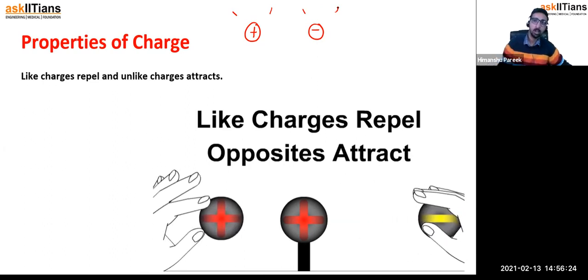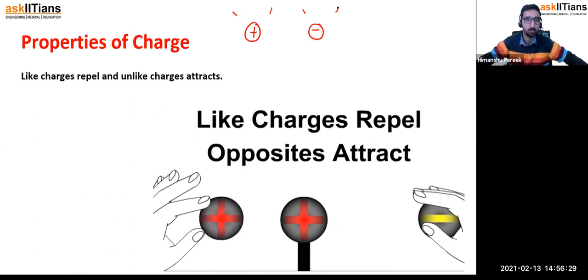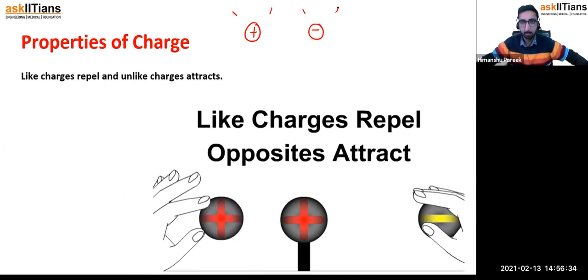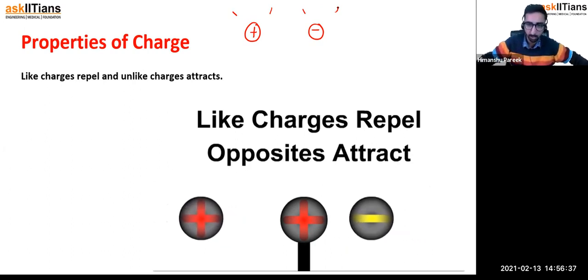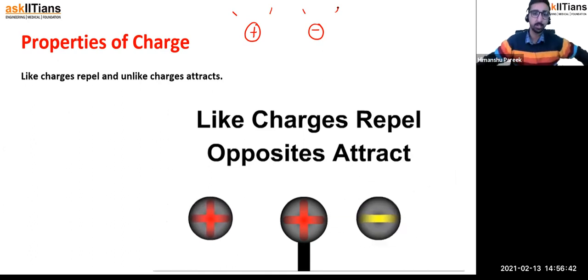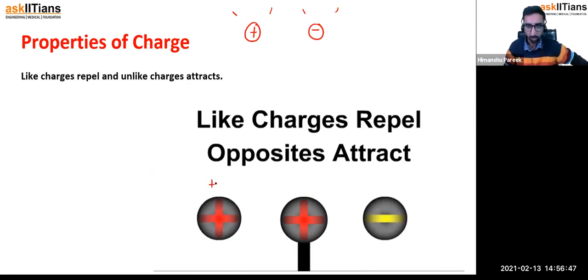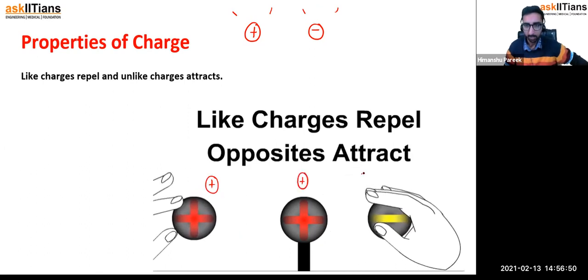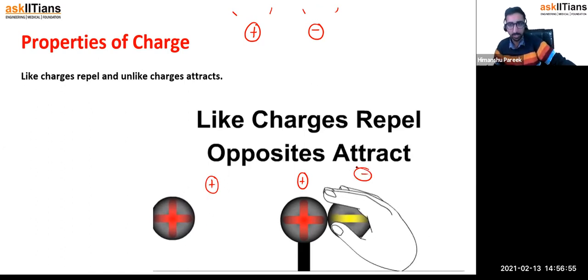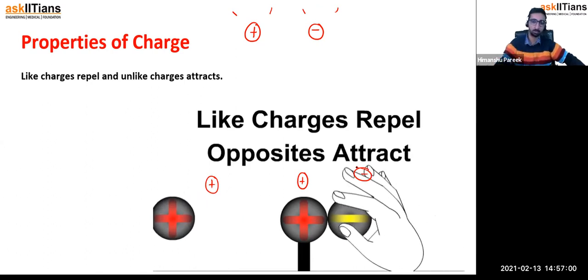Okay. Now the other part is properties related to the charge. So first property is that if two charges are of similar type, means one body of positive charge, another body of positive charge, or one body of negative charge, another body of negative charge, they will always repel each other. So here you can see in this example, we are bringing this positive body, and this is a positive body, that's a negative body. So positive and positive are getting repelled from each other, and negative and positive are getting attracted to each other. So like charges repel, and opposite charges attract each other.